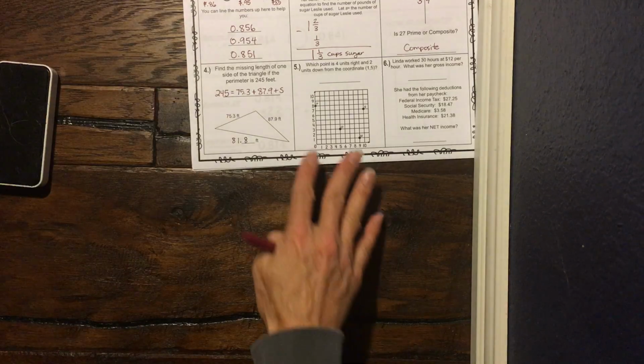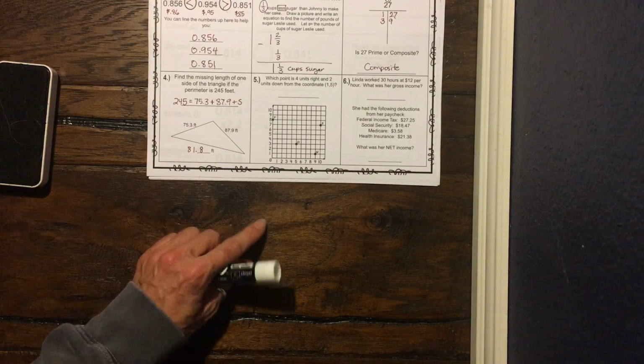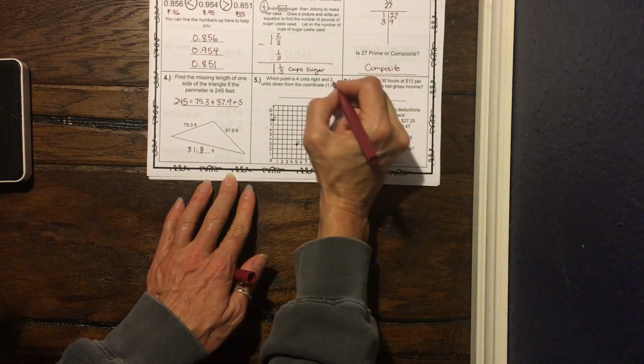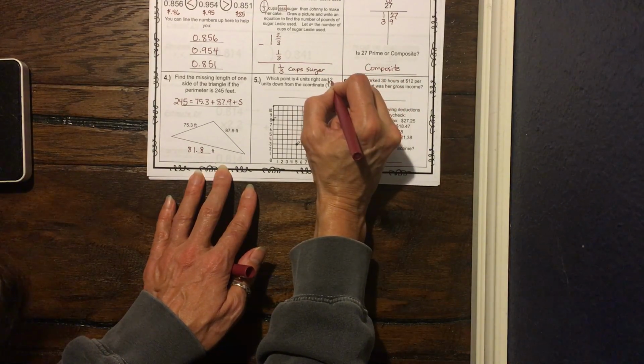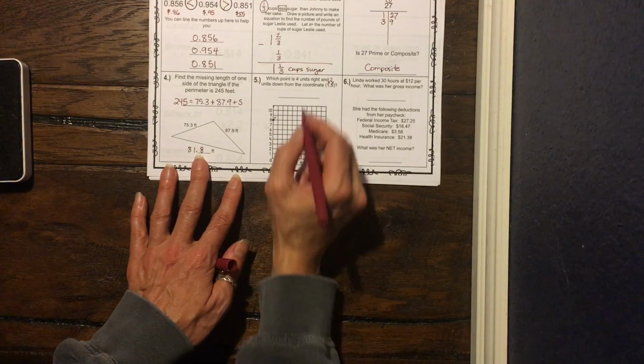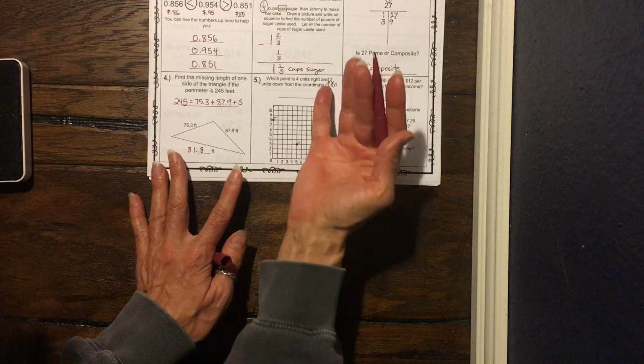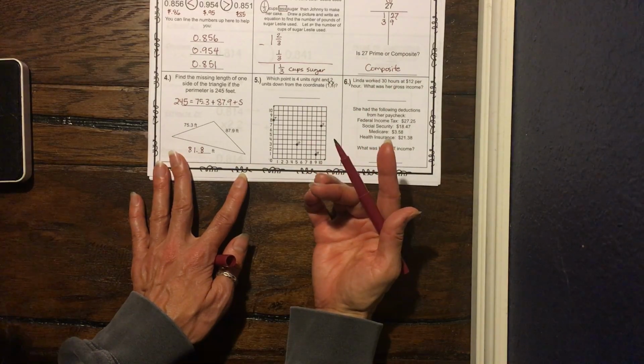Number 5 says, which point is 4 units right and 2 units down from the coordinate 1, 5? Okay, don't forget, this is always our X, this is always our Y. Well, if we're going to find out which one of these is this far from 1 and 5, we've got to put that on our grid first, okay?